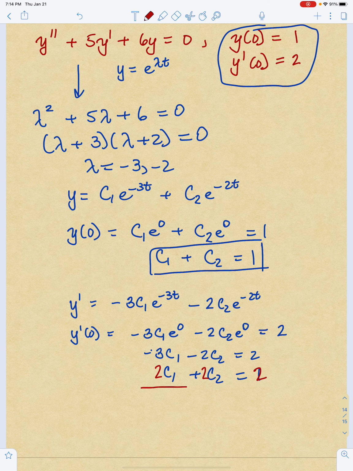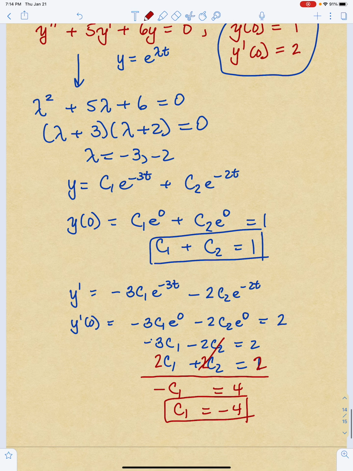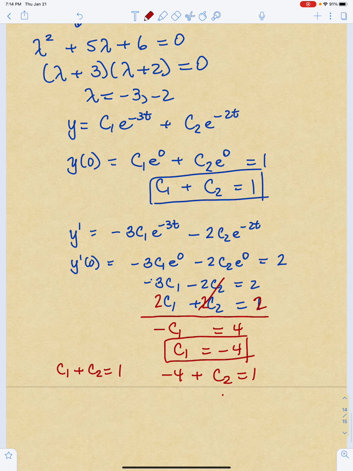So adding those equations together, these go away, and we get negative c1 is equal to 4, which means c1 is equal to negative 4. And now figuring out what c2 is, it looks like we have negative 4 plus c2 is equal to 1. I'm using the equation c1 plus c2 equals 1 because that's easier. And then solving for c2, we get 5.